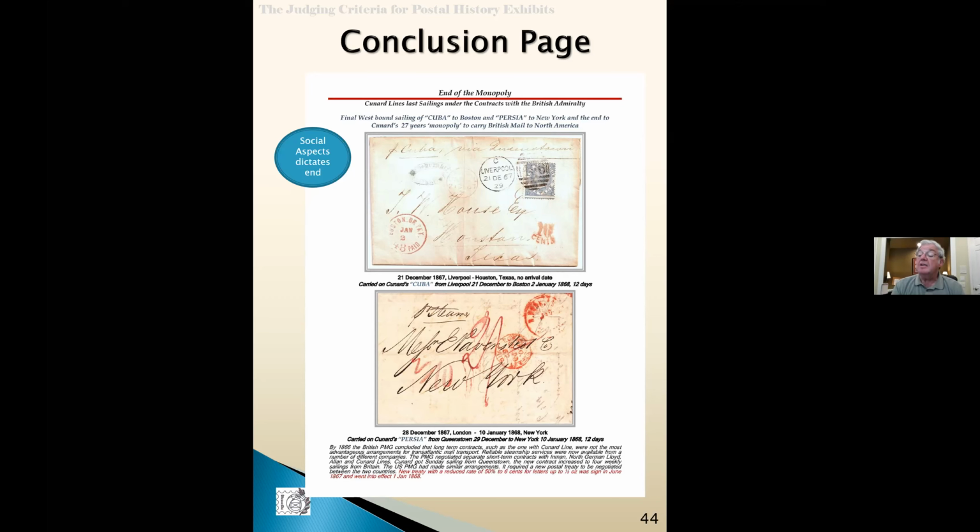This ended a Cunard 27-year monopoly on British mail to North America. Cunard continued to compete, but it was no longer a monopoly. So the last voyages is an excellent way of concluding the exhibit. It's special aspects that dictate the ending in virtually every case.